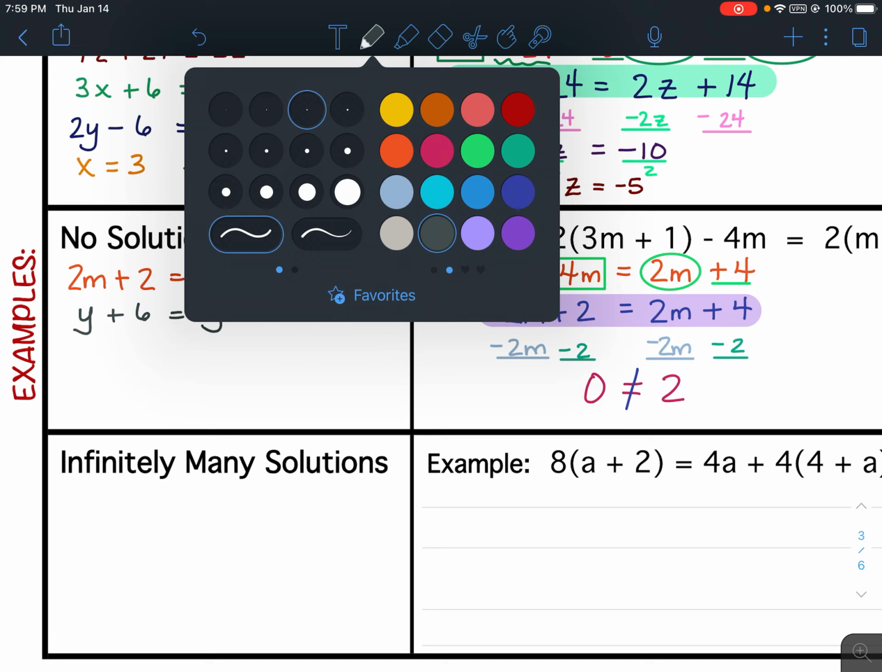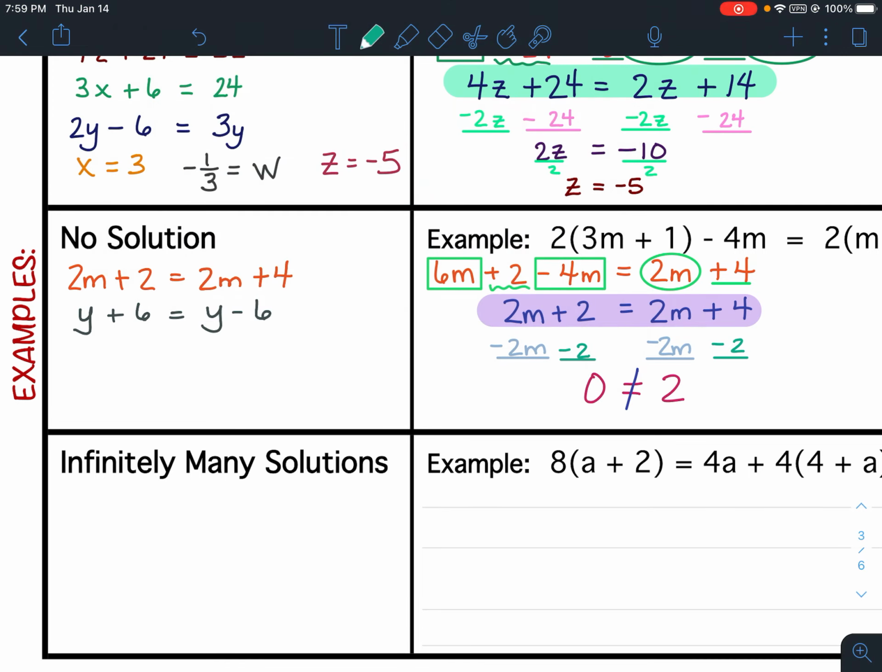Another example might be 3m plus 4 equals 3m. So yes, there's no constant term on this side, but when there's no constant term, that means the constant is 0. So the variable terms are the same here, but the constant terms would be different.